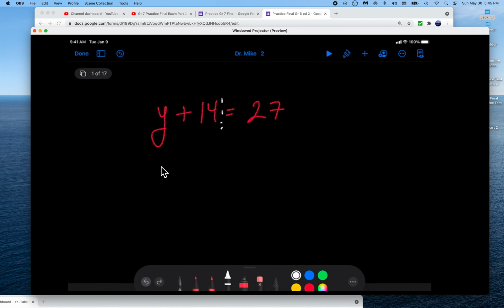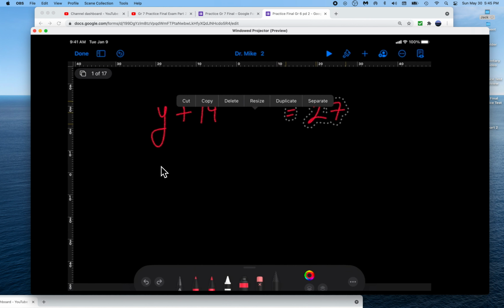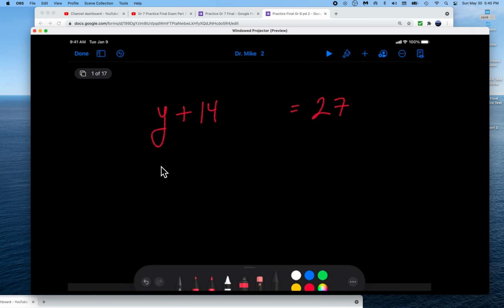What is that neighbor being, what's happening? What's the operation between the variable and the neighbor? It's addition. So how do we neutralize it? Subtraction. This becomes 0. That equal sign mandates that we do the same thing to the opposite side. We end up with y equals 13.